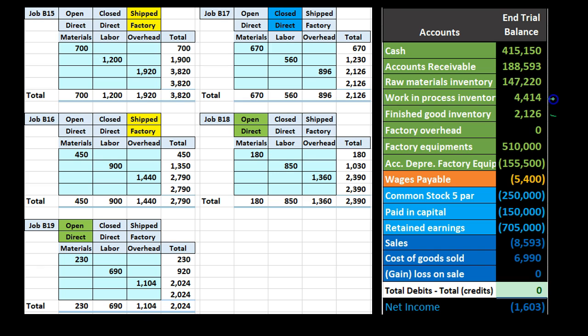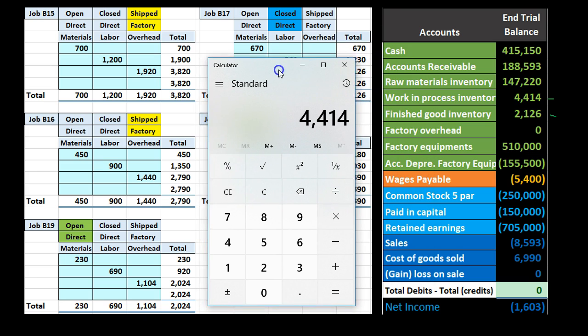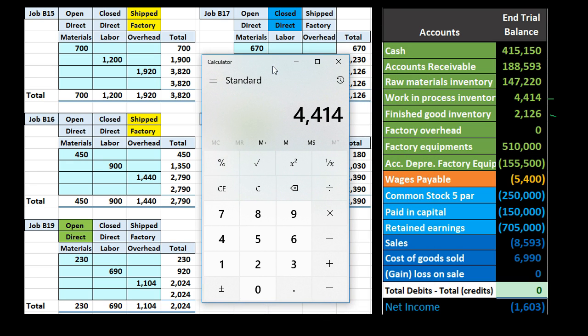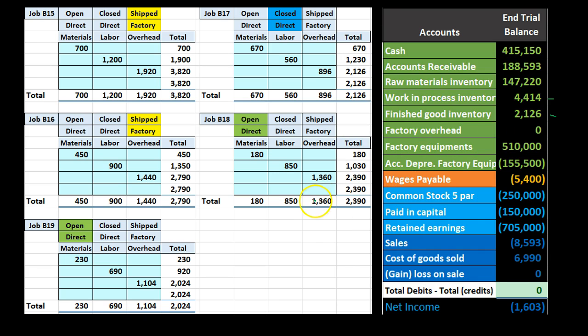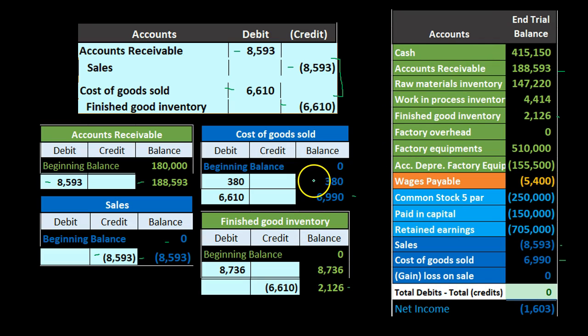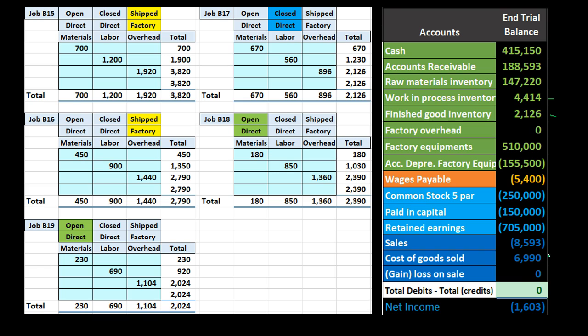So there's the 4,414. Now again, the cost of goods sold, we can't normally track all the way through. But if we adjust the time periods and go through the cost sheets, in this case, we could say that it's the 3,820 plus the 2,790. It's going to be that 6,610. It doesn't tie out to the 6,610 here. Why? Because it's off by the under or over applied overhead that we had. That's going to be off by this 380, the under or over applied overhead. So again, the cost of goods sold isn't going to be able to tie out to our job sheet necessarily, not just because of that under or over applied overhead, but also because it's a temporary account.